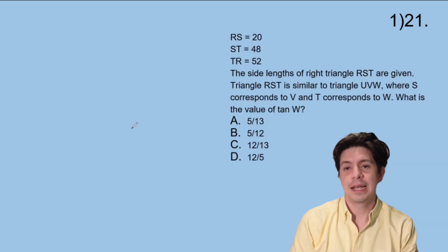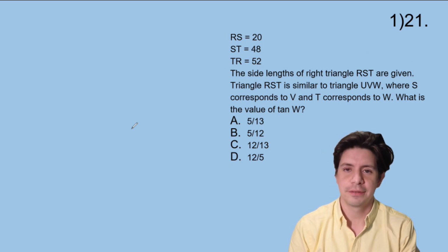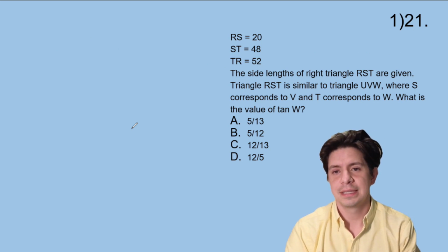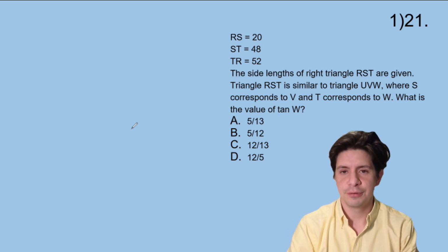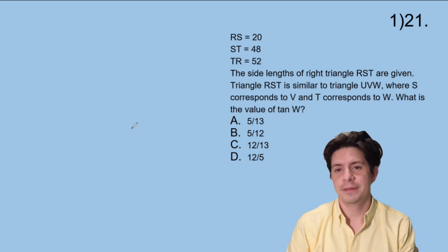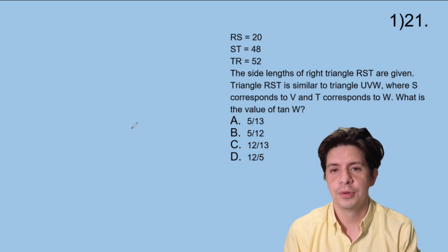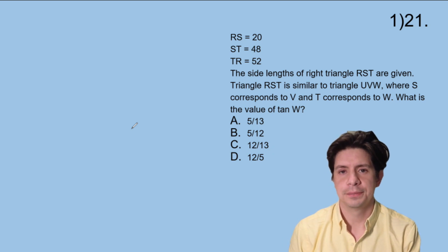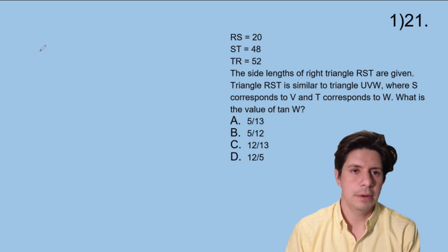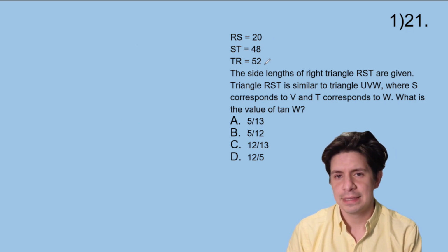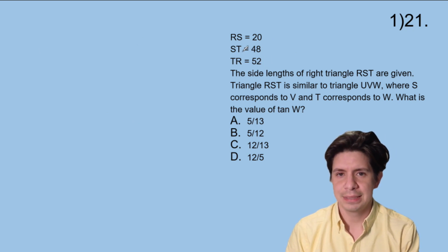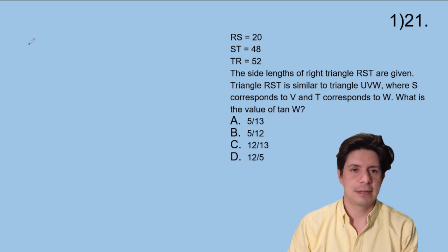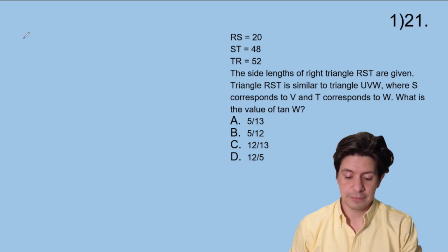The side lengths of right triangle RST are given. Triangle RST is similar to triangle UVW, where S corresponds to V and T corresponds to W. What is the value of tan W? Okay. So we have these values RS, ST, TR, right? And based on the fact that TR is the longest, I can tell you S is the right angle because the longest side is the hypotenuse, and that's across from the right angle.